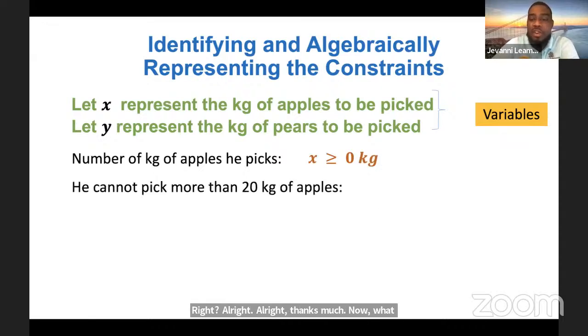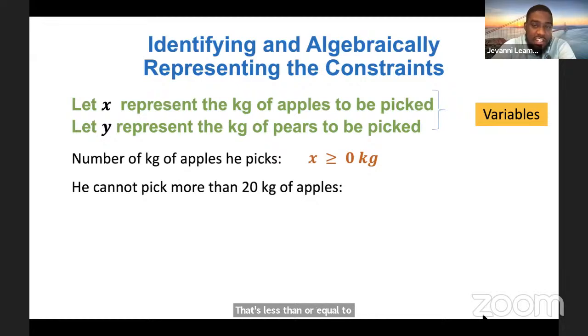Now, what about this inequality that everyone was speaking about earlier? This statement: he cannot pick more than 20 kilograms of apples. How would I represent that one? It will be X is less than or equal to 20. Did you say X? Repeat that one for me, Josiah. X is less than or equal to 20.